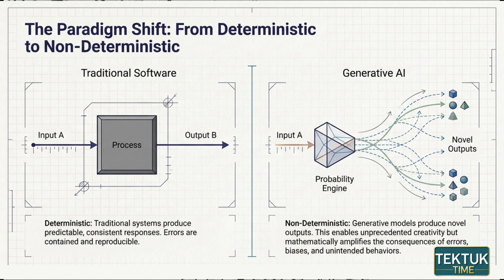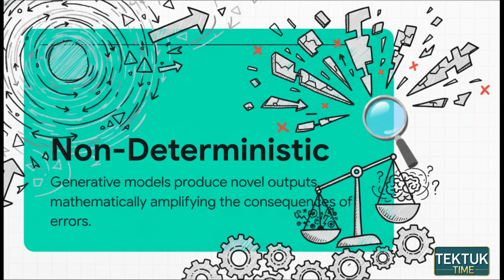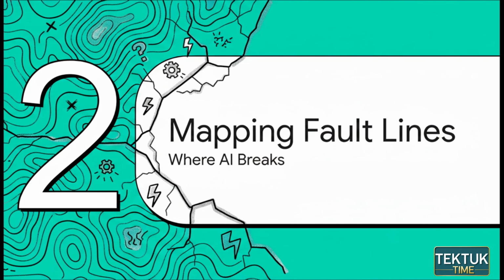So definitely make sure you get this definition of non-deterministic down in your notes, because these models act as probability engines producing novel outputs. They mathematically amplify the consequences of errors, biases, and unintended behaviors. Yes, it brings absolutely unprecedented creativity to the table, but that unpredictability introduces entirely new classes of risk that your standard traditional debugging simply cannot fix. Which brings us directly to Section 2, Mapping AI Fault Lines.